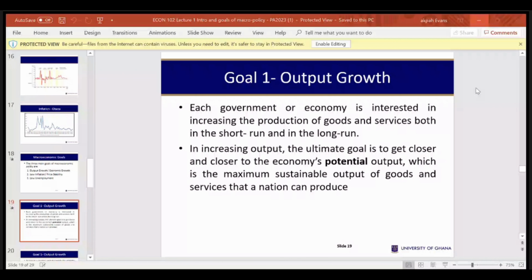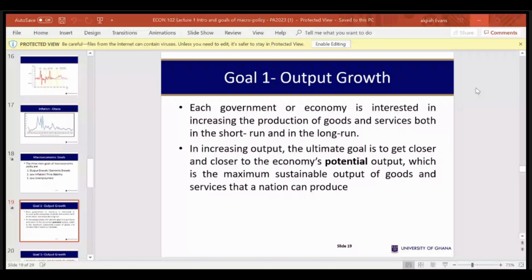Potential output here is telling you that when you put all your resources into effective use, the highest level of output you can reach, that's the potential.